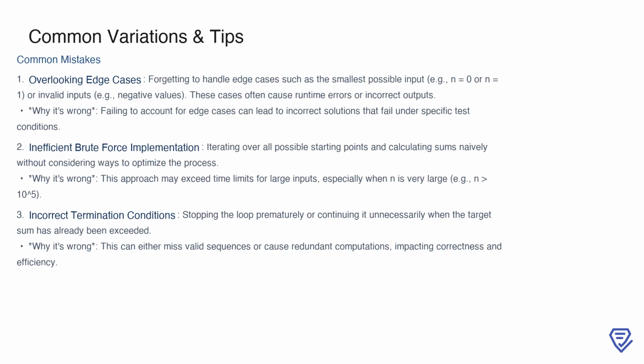Accounting for these edge cases ensures your solution is robust under all test conditions. Another common pitfall is relying on an inefficient brute force implementation. This typically involves iterating through all possible starting points and summing integers naively, ignoring opportunities for optimization. While this approach might work for smaller inputs, it becomes untenable for larger values of n, such as numbers greater than 100,000.